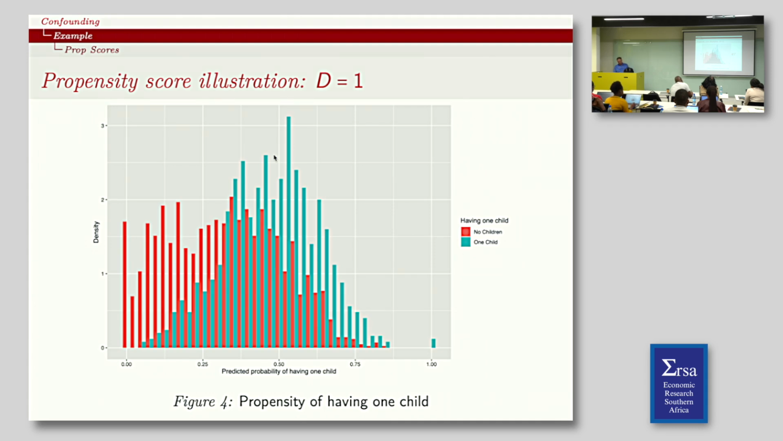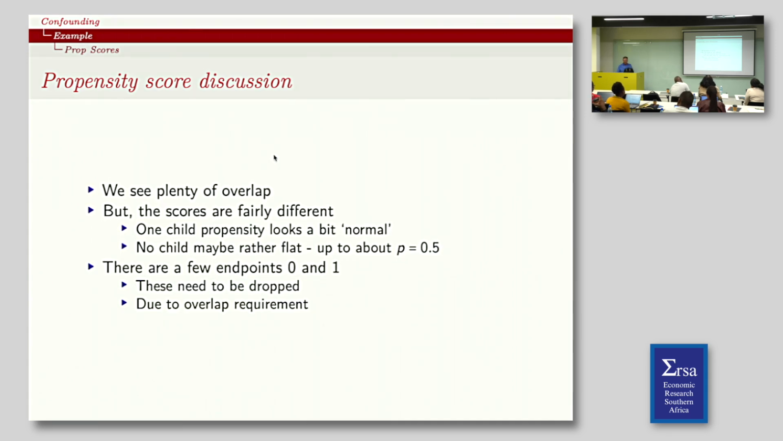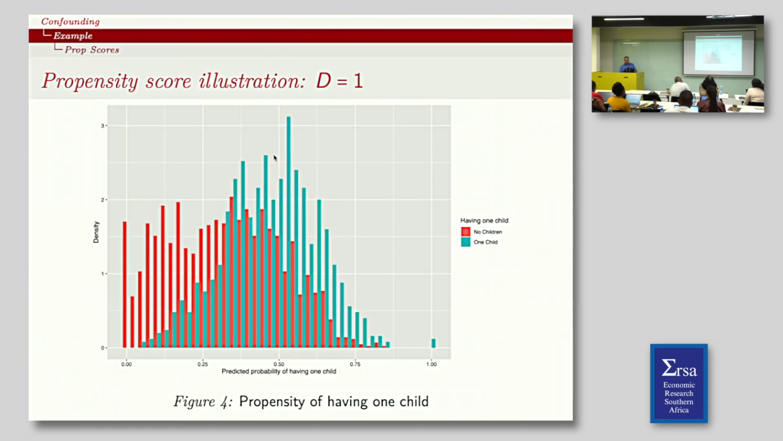Okay, so I've not matched, this is just the initial propensity scores. So this is what I just said, all right? I've got plenty of overlap. I've got scores that are different. Actually, this is what I mean by scores are different, right? There's a clear story. Households here, and you kind of expect this, right?